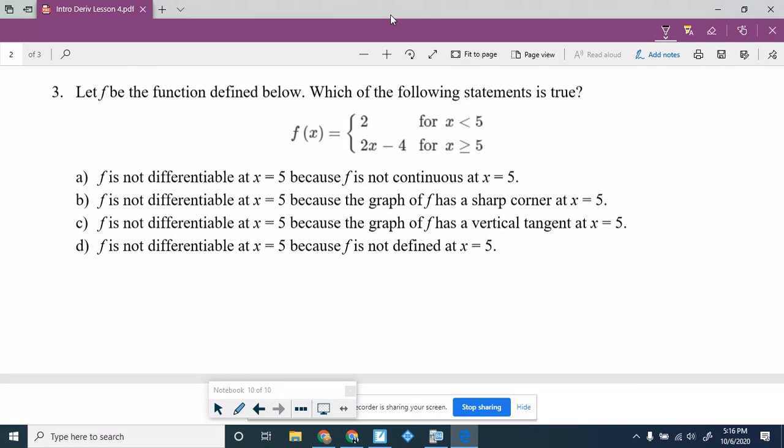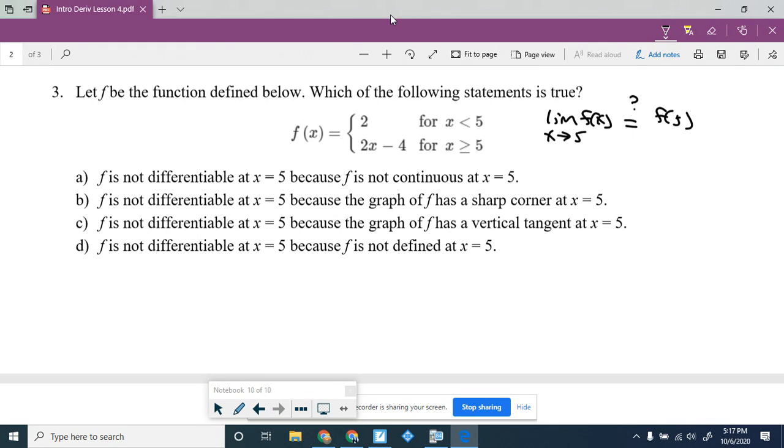2x minus 4 is continuous everywhere. So the only possible spot where this function is not going to be continuous is where 5 is, where they potentially meet or don't meet. So I would be interested in doing the limit of f of x as x goes to 5 and seeing, does it equal f of 5?